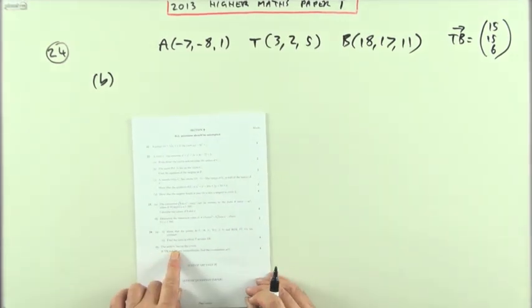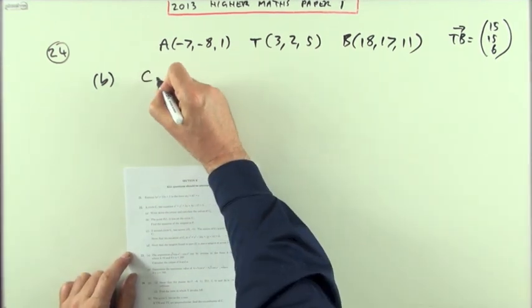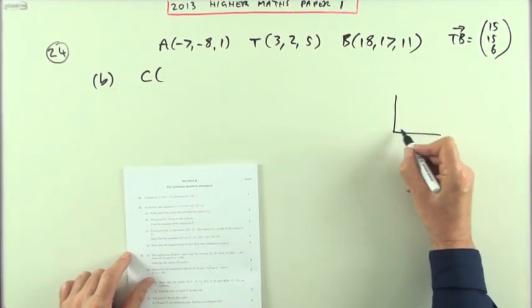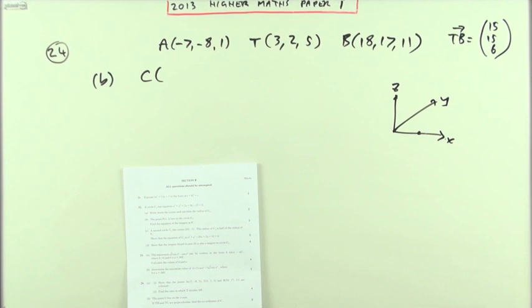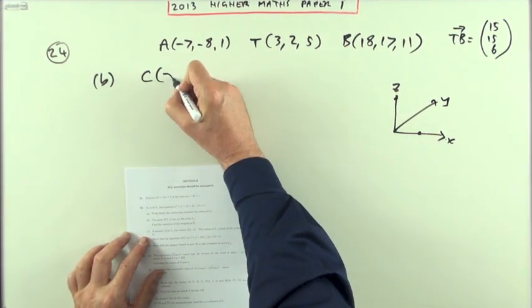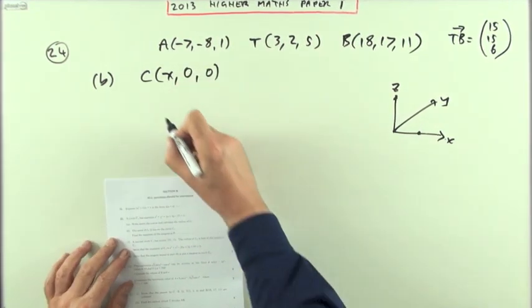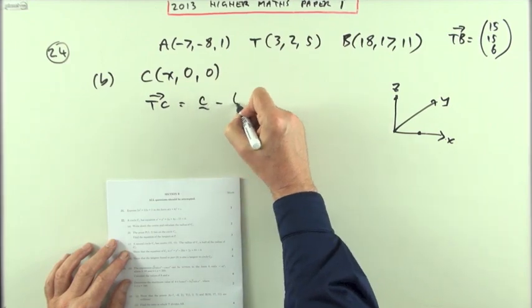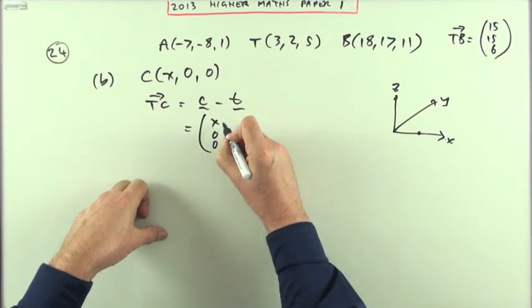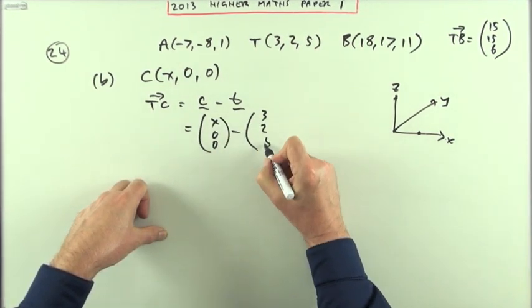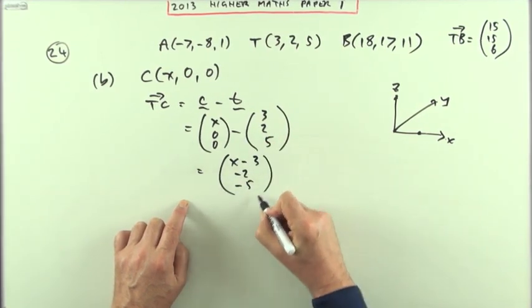Then part B. C lies on the x-axis and TB, which I preserved here, is perpendicular to TC. Well, if C lies on the x-axis, that'd be X, Y and Z. If you're on the x-axis, you've got an x coordinate, so I'll just call that X, but it's 0 for the Y and it's 0 for the Z. Which means if you want TC, which will be C minus T, you will have C is x, 0, 0 minus T is 3, 2, 5. So that would be x minus 3, -2, -5.